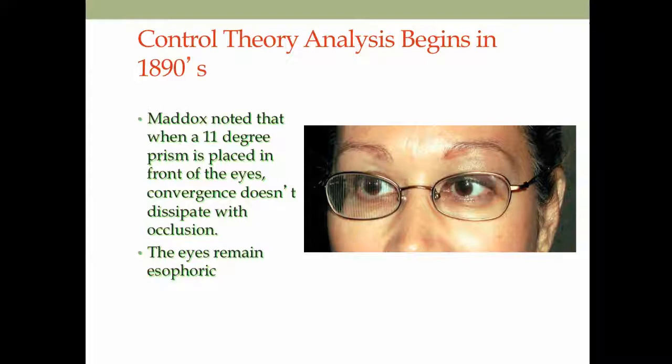The change in looking at how the fusional system works goes all the way back to the 1890s, which is almost 120 or 130 years ago. Maddox noted that when you put a prism in front of a patient and had them wear it for a little period of time, base-out prism, the patient ended up having an esophoria immediately after wearing the glasses.